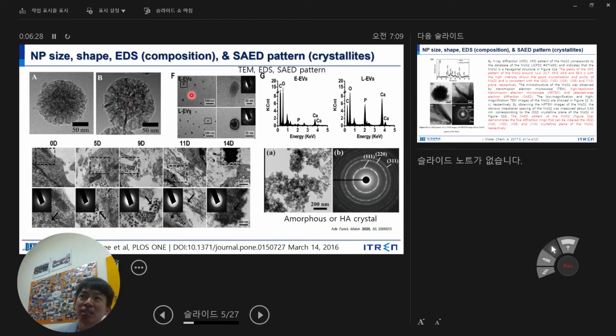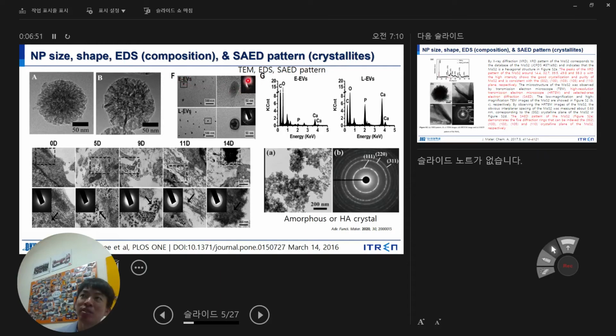And then this is from another paper. When you gather exosomes from the early stage of osteogenesis and the late stage of osteogenesis, the exosome composition is different. So how did you know? When you detect this by TEM, and then you magnify this one, this is a diffraction pattern.